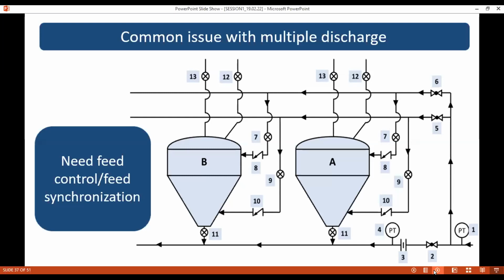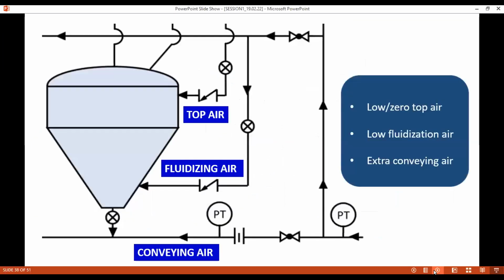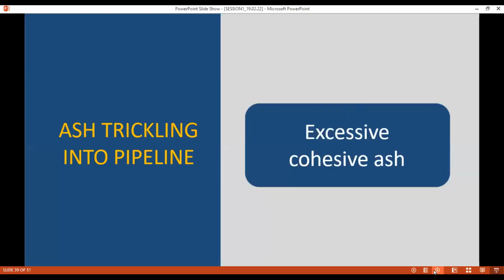Please understand that the synchronization is extremely important. So you need feed control. So what is feed control? What we say is that if you have a very free flowing coarser ash, you must stop giving or give a very low amount of equalization air. Any extra equalization air is going to cause a lot of flooding of the ash into the pipeline. Also give a low amount of fluidization air at low pressure. Okay, so don't give too much extra air in the blow tank. That's the main thing. And you divert that extra air to the conveying. So you have to provide a lot of conveying air, but you reduce the top air and the fluidization air.